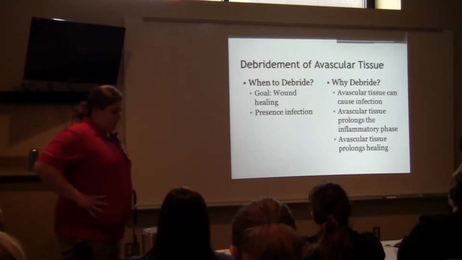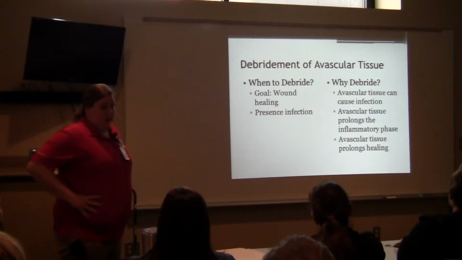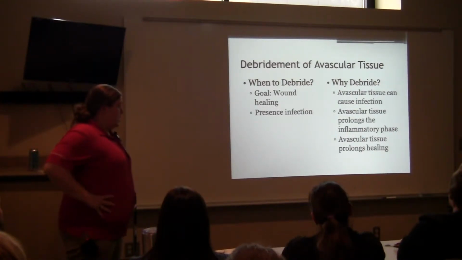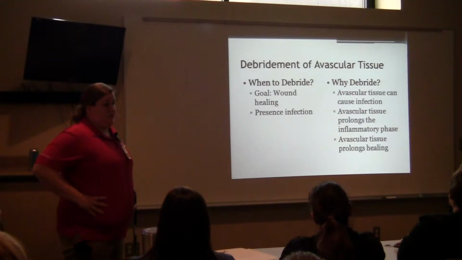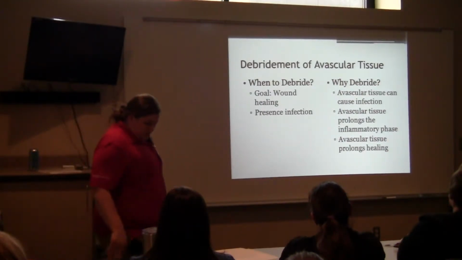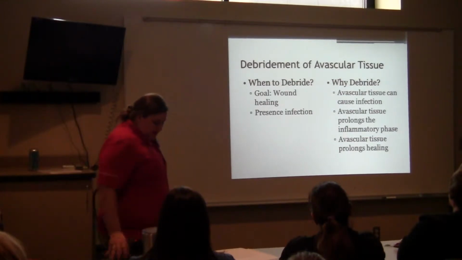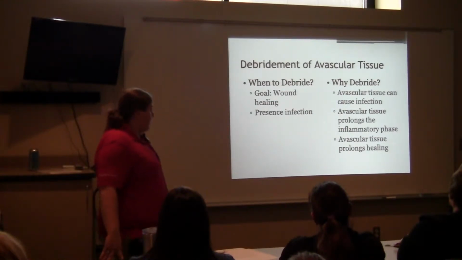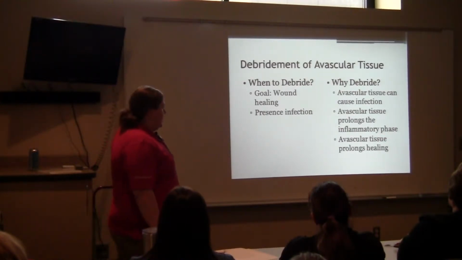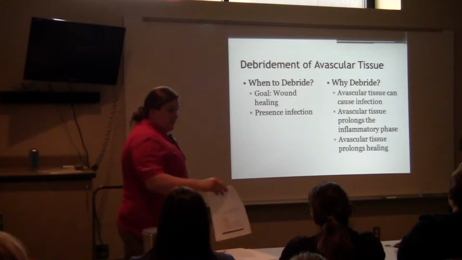Why would we debride? Obviously the avascular tissue is not going to heal, and the longer that we leave dead tissue somewhere, the more likely we are going to cause infection. It also continues to prolong the inflammatory phase, just delaying healing, and it takes a lot longer. So anytime that we have that continued inflammatory phase, we're looking at continued opportunity for bacterial invasion, continued opportunity for infection, and then the body is just fighting itself, so we're not going to heal.